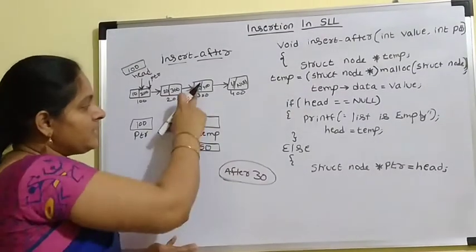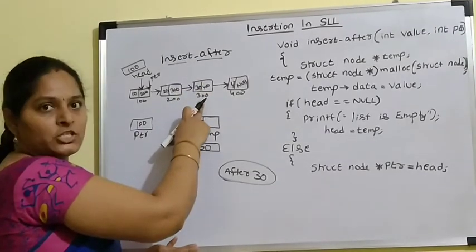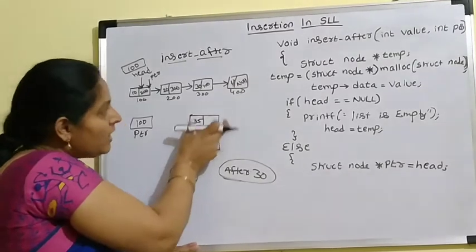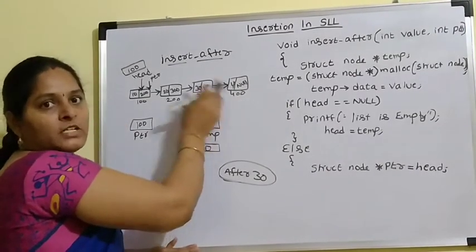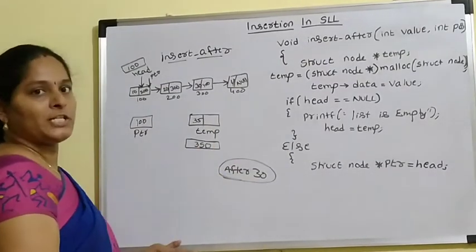So that data is matched with our position. Whenever the ptr data is matched, then stop the ptr here itself and put this node after ptr. So this is the logic we need to write. Let us see how to put that logic in the code.